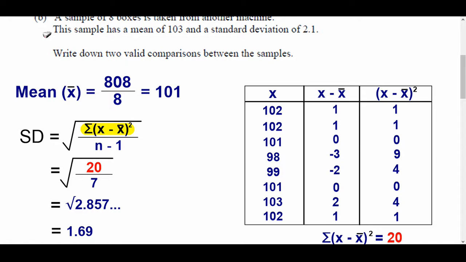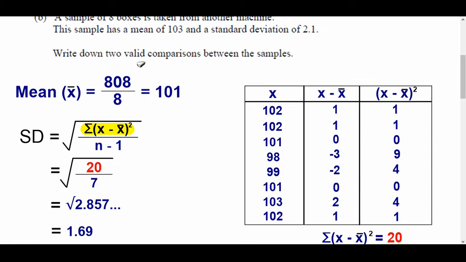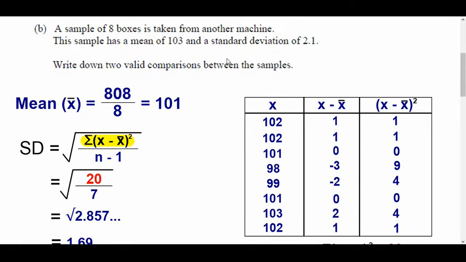Right, let's look at part B. A sample of 8 boxes is taken from another machine. This sample has a mean of 103 and a standard deviation of 2.1. Now I'm going to call this sample 2. So you're trying to make 2 comparisons between the samples.